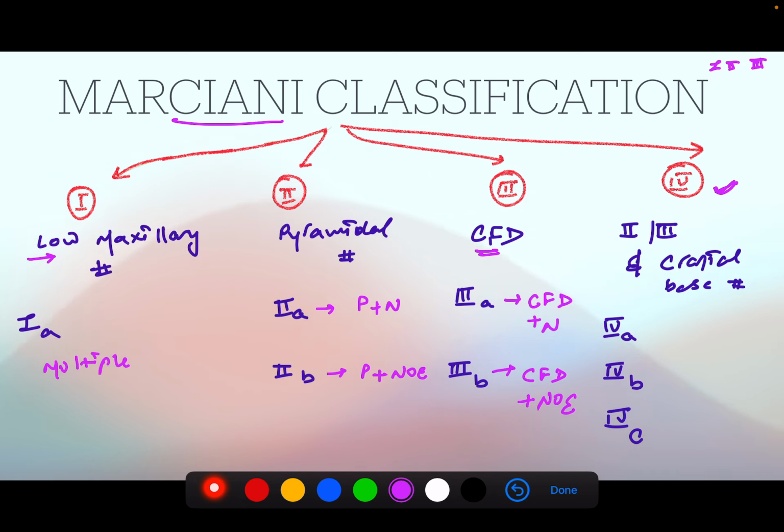For the Marciani classification, Le Fort 2 and 3 will be combined along with the cranial base. So for 4A, he said the supraorbital rim will be fractured. For 4B, he said the anterior cranial fossa will be affected, the anterior one, and the supraorbital rim will be fractured. For 4C, he said along with the anterior cranial fossa, the orbital wall will be fractured.